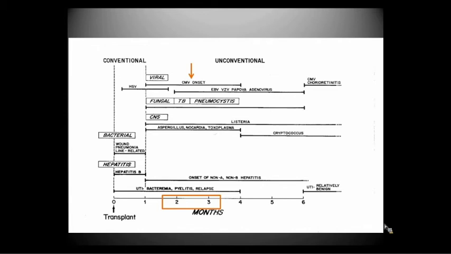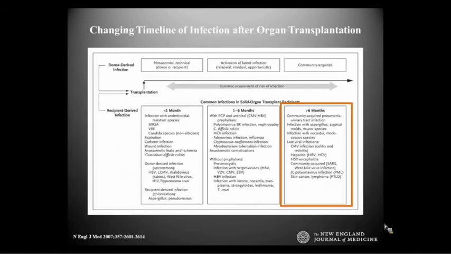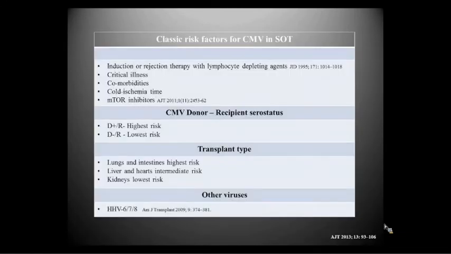Now we see it certainly later on after transplant in this age bracket. I'm sorry, timeline. So classic risk factors for CMV, so certainly induction therapy is a big risk factor. Anybody who's getting lymphocyte depleting therapy, critical illness, comorbidities. Specific to transplant, the cold ischemia time has been shown to be associated, longer cold ischemia time, and then the use of mTOR inhibitors.